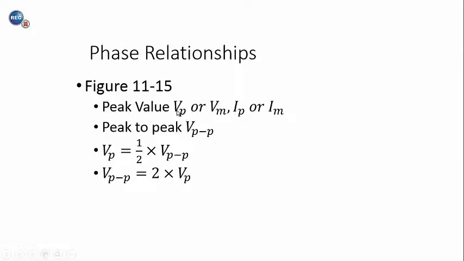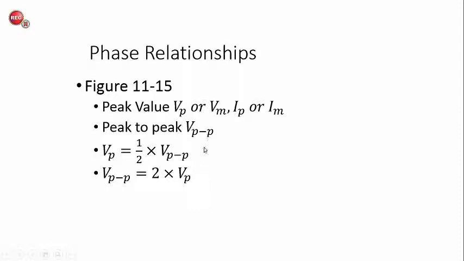The peak value of a sine wave we abbreviate as VP. It could be abbreviated as VM, where M would stand for maximum. P stands for peak. I will use VP in this course, not VM. We can do the same thing with current. When the voltage is changing as a sine wave, the current will also be changing as a sine wave, and so the current will have a peak value just like the voltage does.